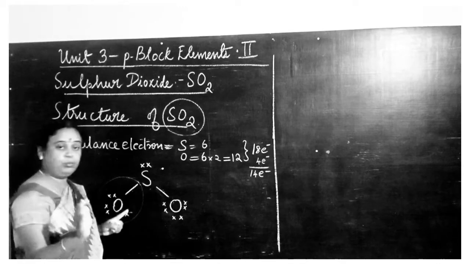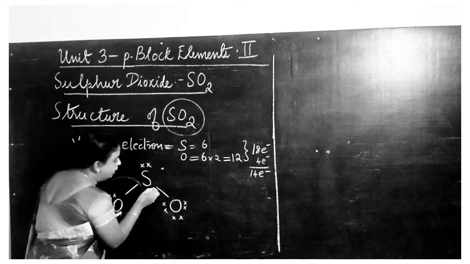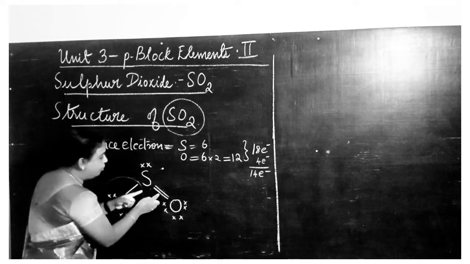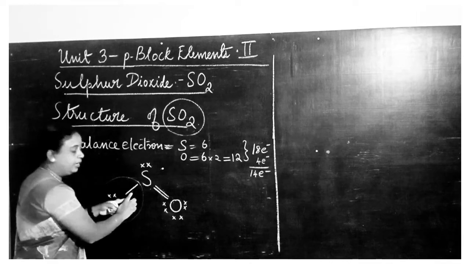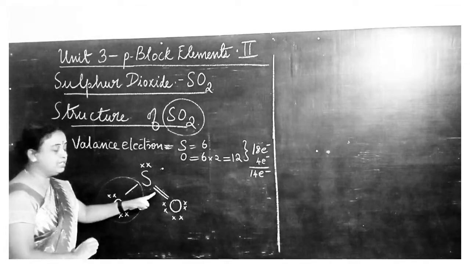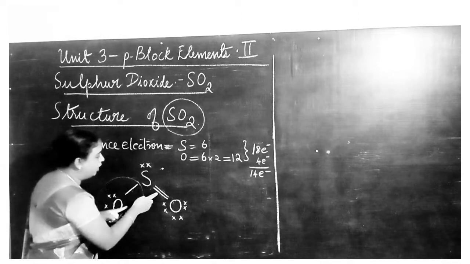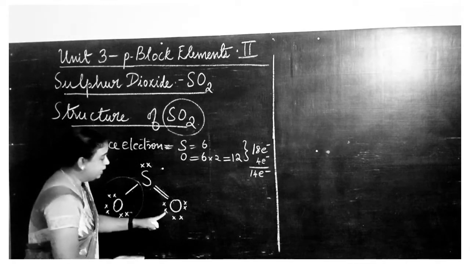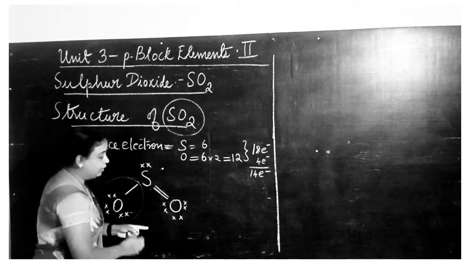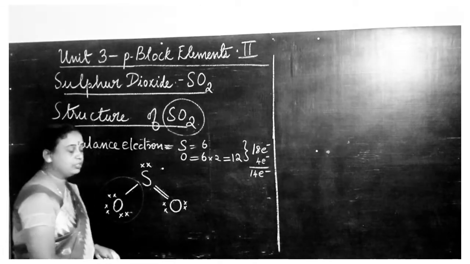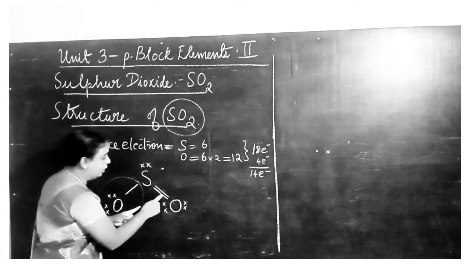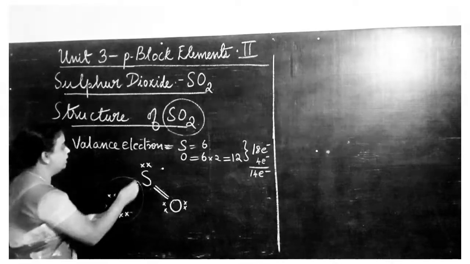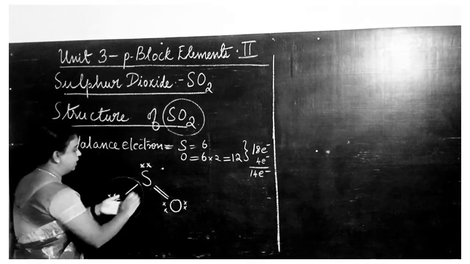It should get 8. So for that reason, what will I do? I put another bond here, so the single bond will become a double bond. I can put this bond on either side. Okay, double bond. Now when I put the double bond here, sulfur is getting an octet configuration, whereas this oxygen is having 10 electrons. So for that reason I remove 2 electrons here. Now it is getting an octet: 1, 2, 3, 4, 5, 6, 7, 8. Got it? So this is the structure of sulfur dioxide.